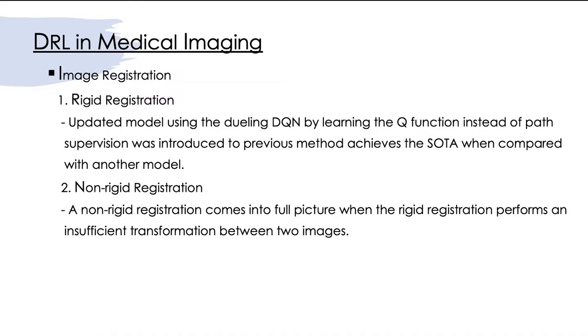The updated model for this rigid registration is using the dueling DQN. By learning the Q function instead of path supervision, as the previous method did, it achieves the state of the art when compared with another model. Then there is non-rigid registration. The rigid registration performs an efficient transformation between two images.